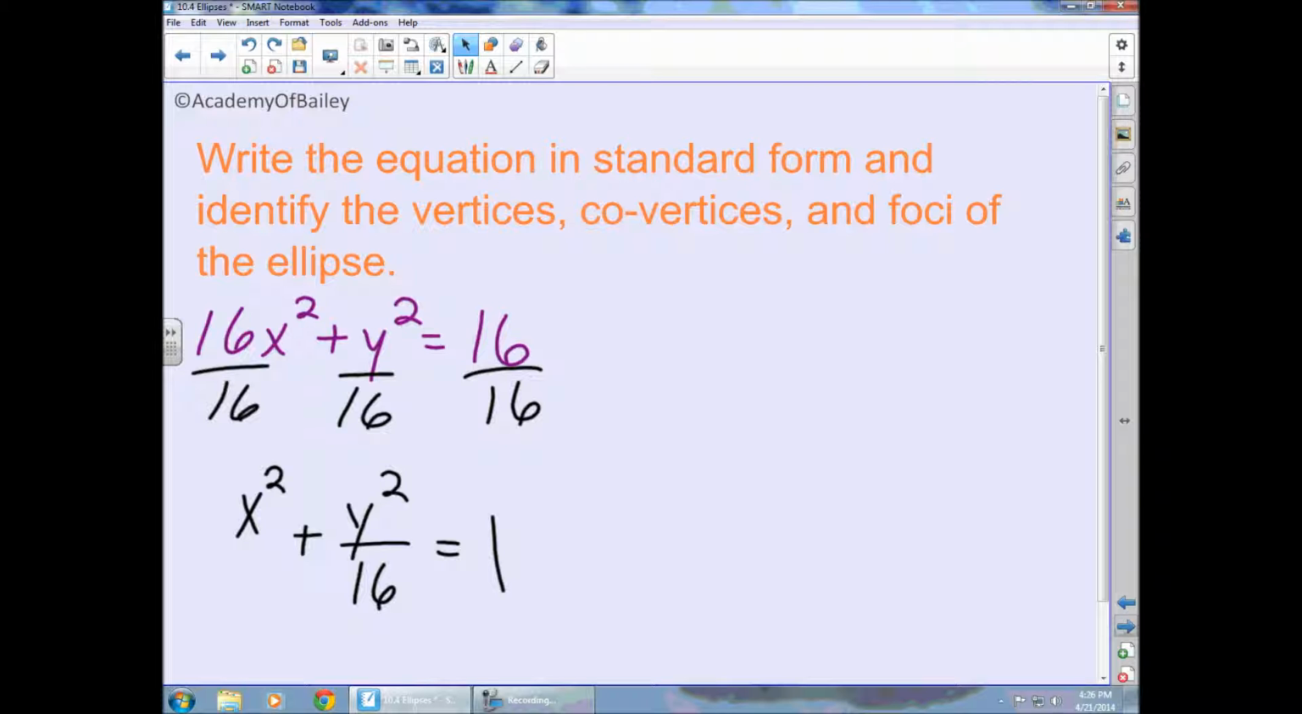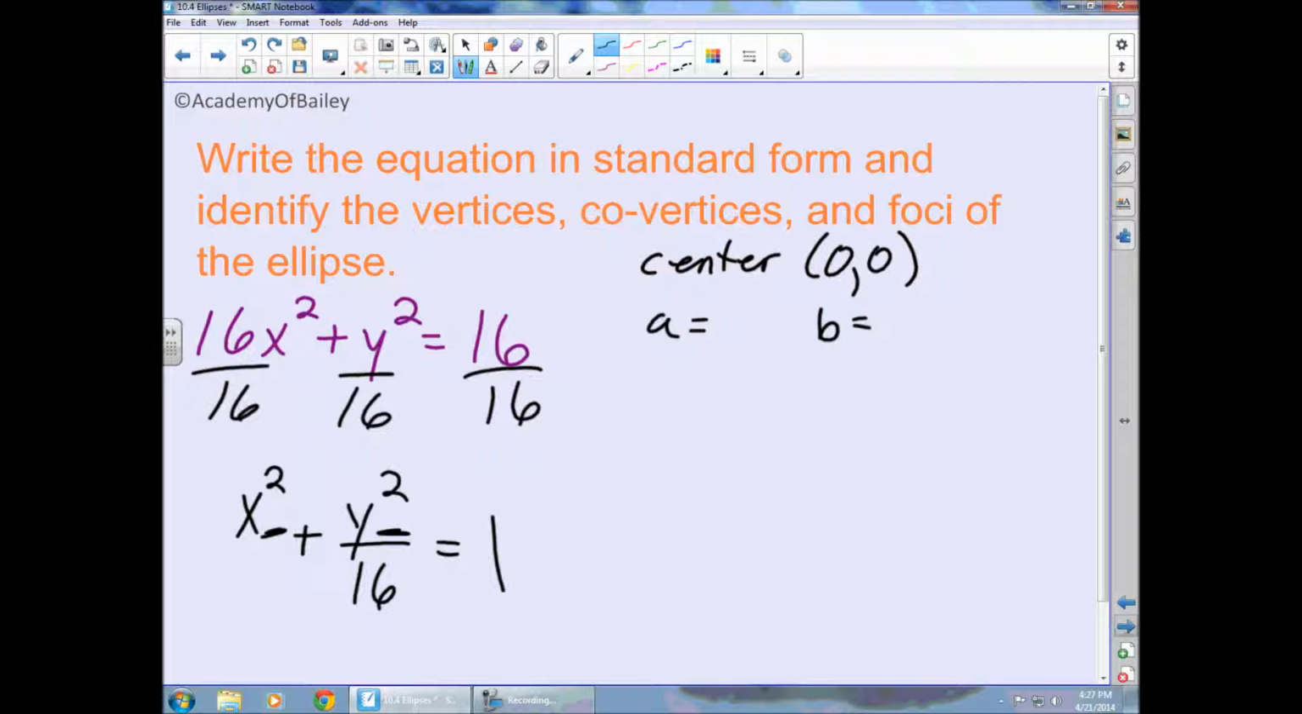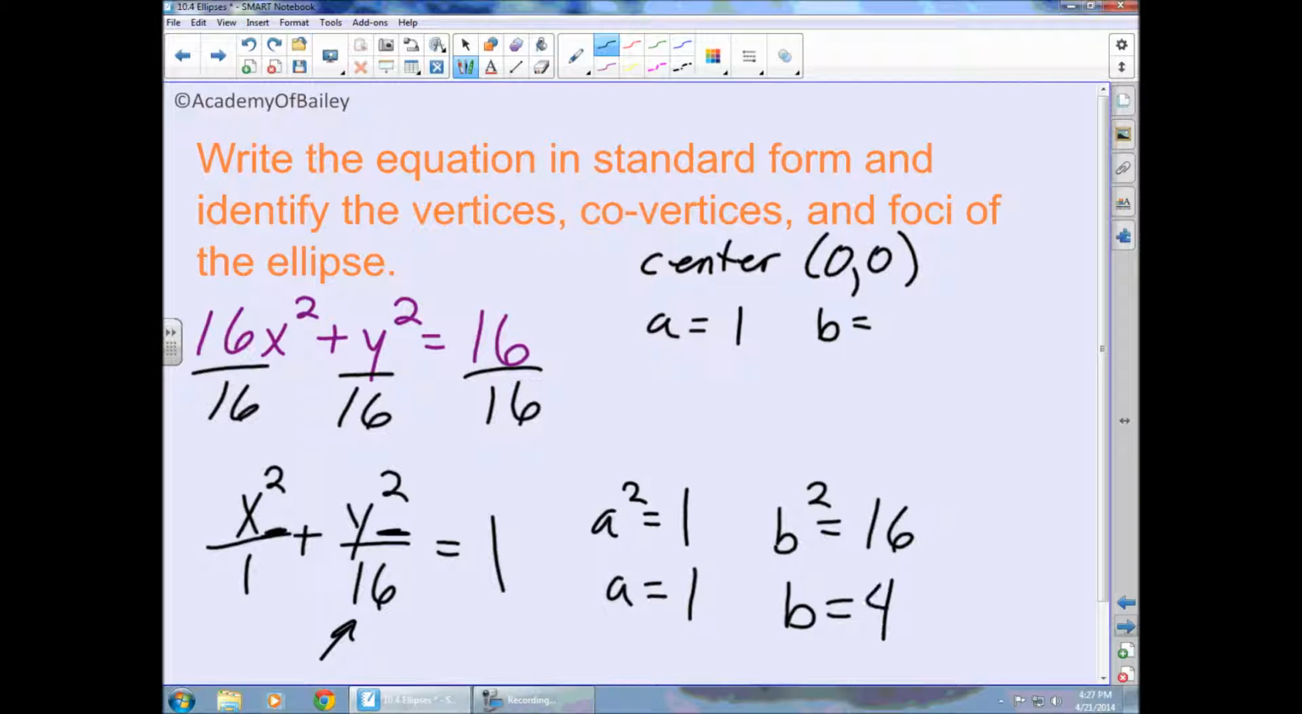And so that's going to work out better for us, because from here we can identify what the center is. We know that there's no numbers after x, no numbers after y. So we know the center is at the origin, 0, 0. We know a is equal to a number, and we know b is equal to a number. Well, a, remember, is down here below x squared, and what's down below x squared? That's a 1. So if a squared is equal to 1, what does a equal? Square root of both sides, a is equal to 1. And then down here you have b squared, which is 16. So if b squared is equal to 16, you take the square root of both sides, b would be equal to 4.